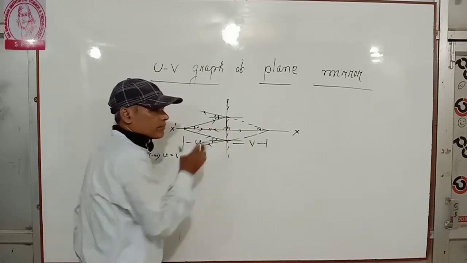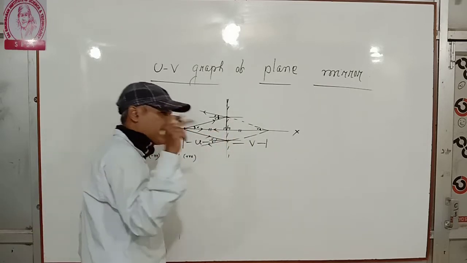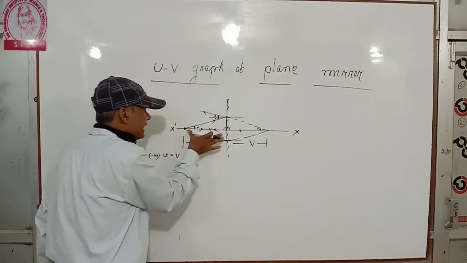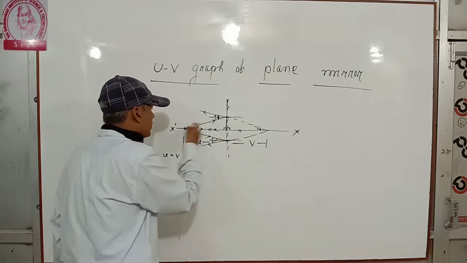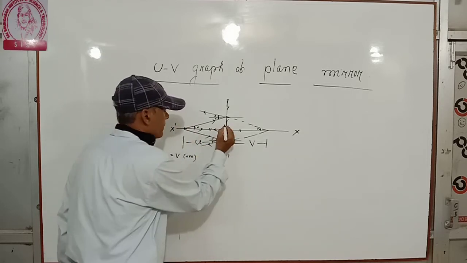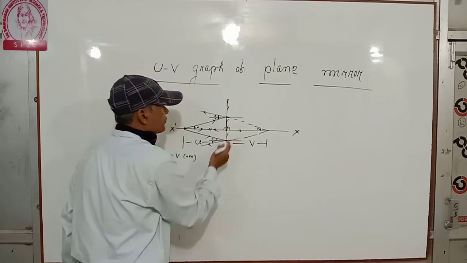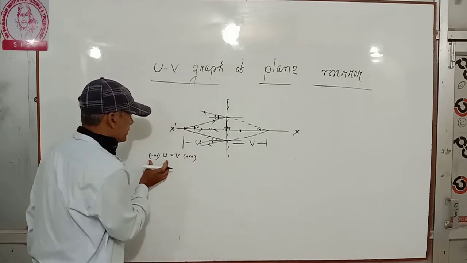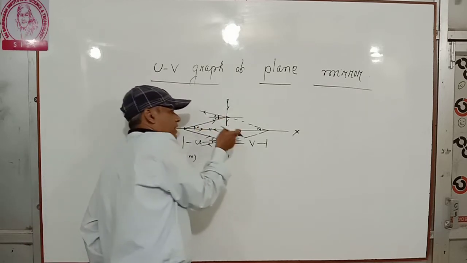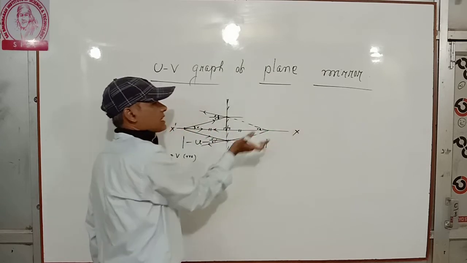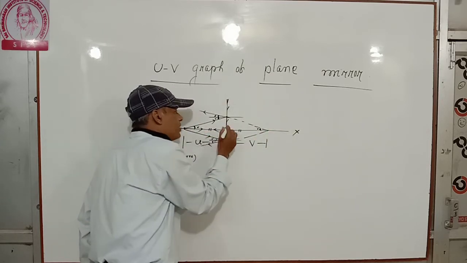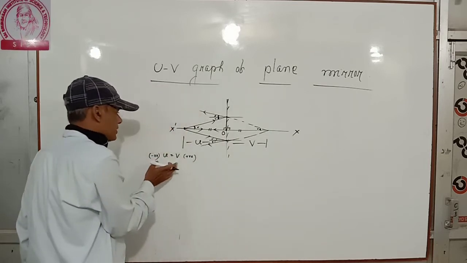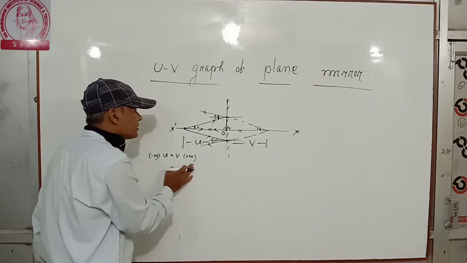Both have the same length, but the sign convention according to the coordinate system is that u is negative because it is measured along the negative x-axis from the reflecting surface. And v is measured along the positive axis from the reflecting surface, that is, from the origin, so it is taken as positive. Here u is equal to v in magnitude, with u negative and v positive.